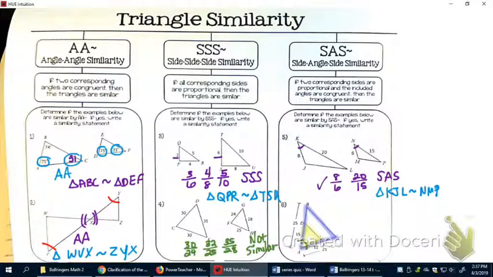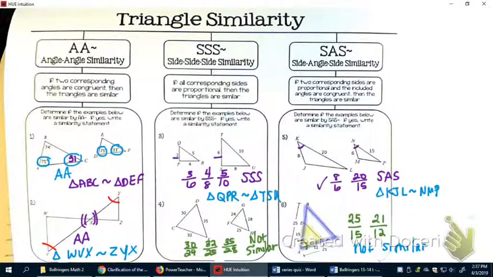Okay? So what do I need to check next? Okay? So, congruent or proportional? Proportional. Okay, so what side does 25 correspond to? 15. And then 21 corresponds to 12. Divide those. Are they the same? No. So it's not similar.